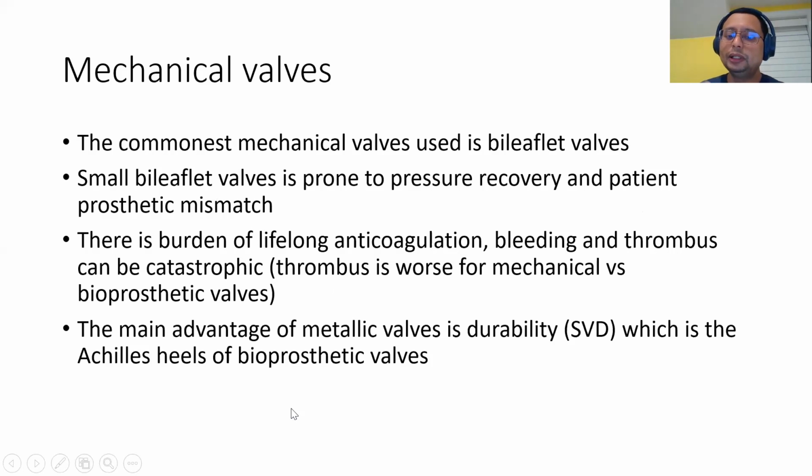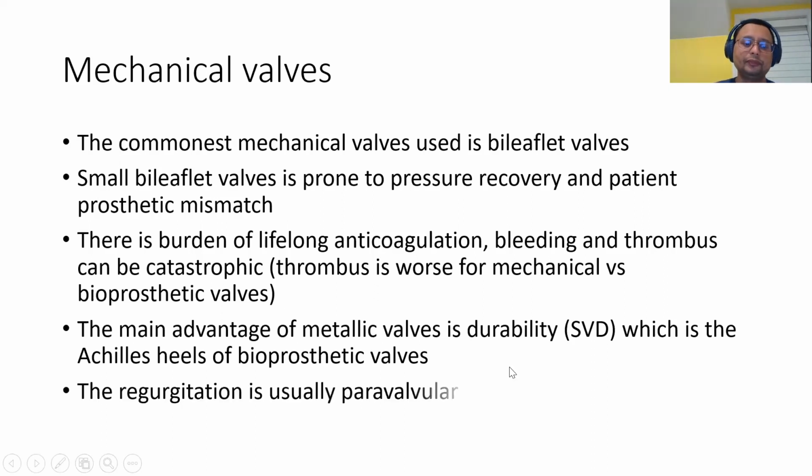The main advantage of metallic valve is, of course, its durability, which is the Achilles heel of the other. The structural valve degeneration is an Achilles heel of bioprosthetic valve. In mechanical valve, when you see regurgitation, be it physiological or pathological, it is usually paravalvular. Very rarely, it is transvalvular.